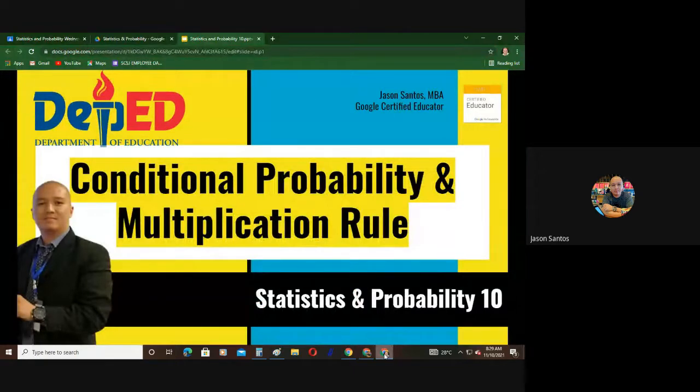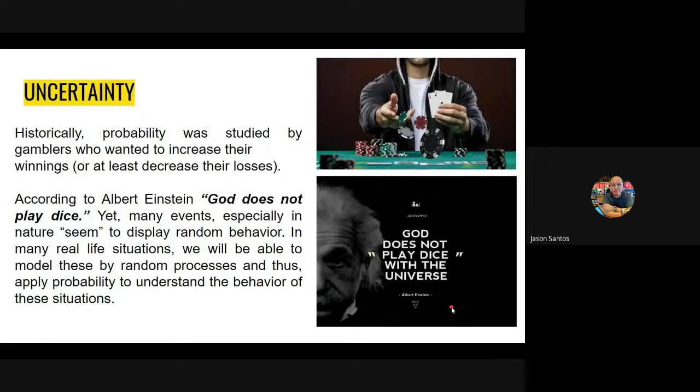Okay, good morning, everyone. For this discussion, we are going to continue the statistics and probability topic on uncertainty, but this time we will cover conditional probability and the multiplication rule. Uncertainty was originally discovered by gamblers, as funny as it may seem, because they wanted to increase their winnings or at least decrease their losses.